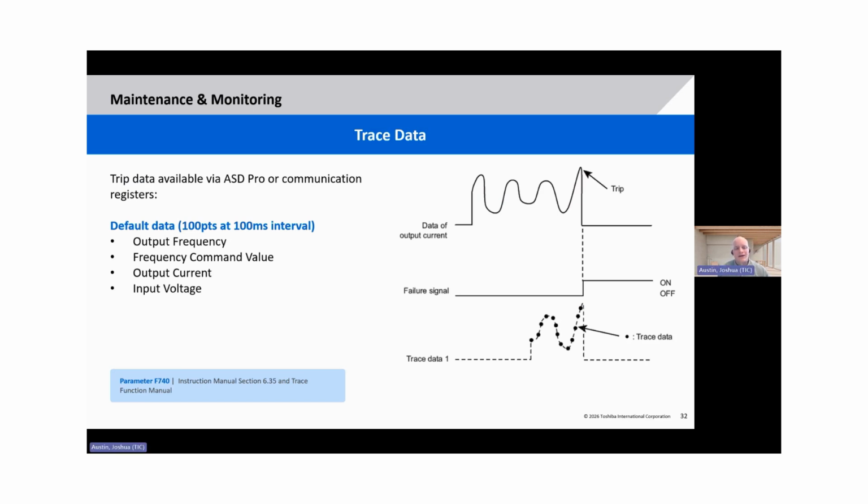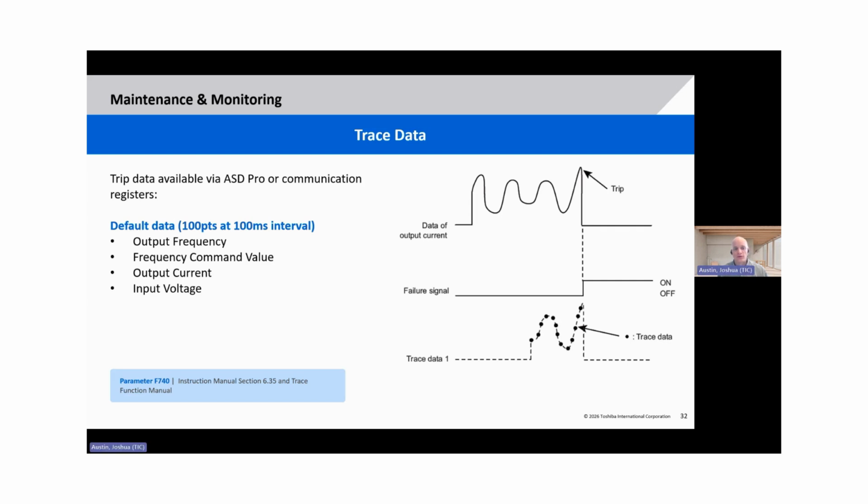We do also have an extended monitoring feature, what we call trace data. And the best way to look at this is the graph here on the right-hand side of the presentation. You can see when the trip occurs, and then you can see all the data points that precede that trip. And so what the drive can do is for 100 data points preceding a trip, we can store 4 different monitor values. By default, we store output frequency, frequency command value, output current, and input voltage.